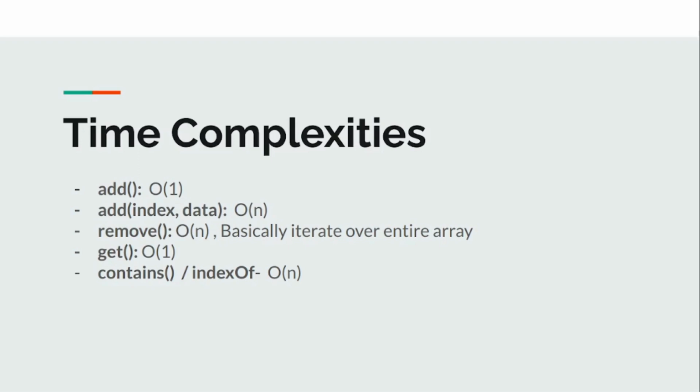Now adding an element at a particular index is O(n), because it moves all the elements. Suppose we want to add an element at index 0, then the elements need to move from index 0 to n to index 1 to n plus 1, then the 0 index would be free. Removing an element is also O(n), because it needs to iterate.